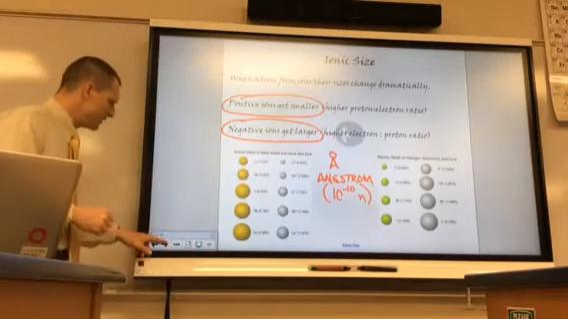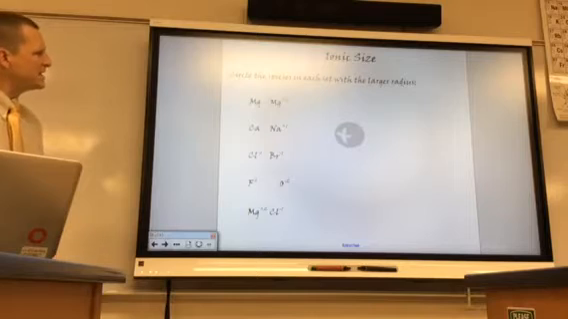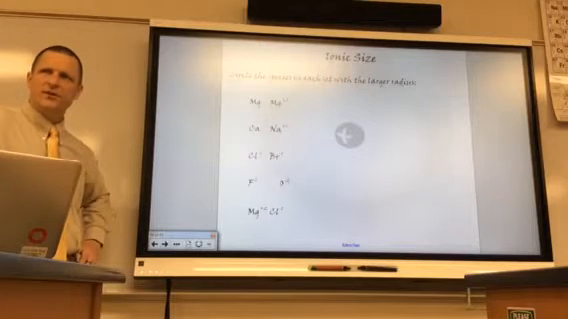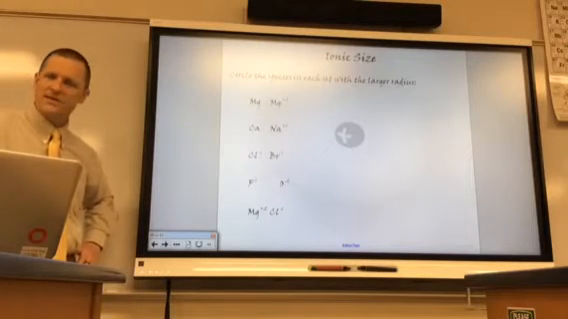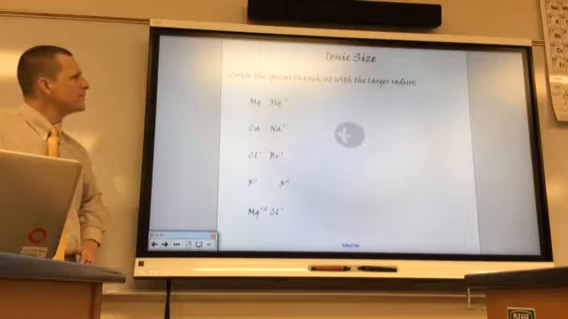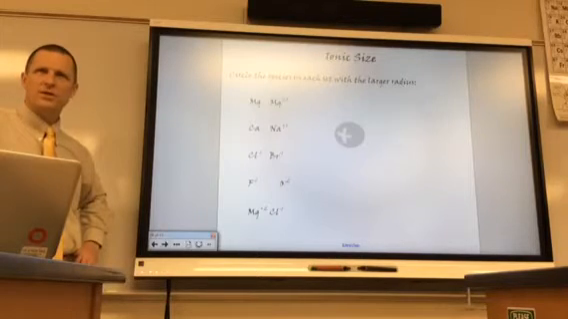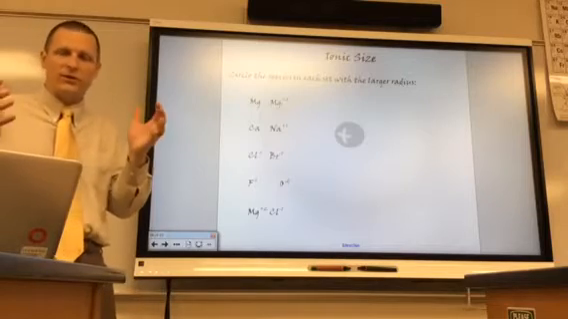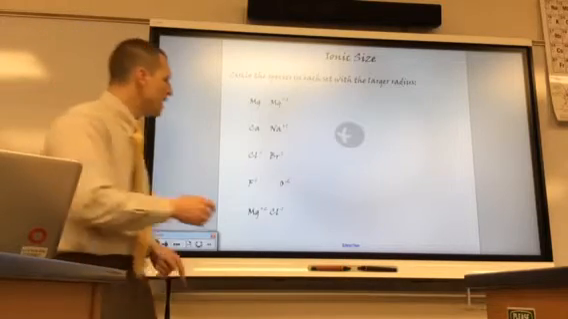So on the next slide, this I think is taken out of the book, where we're going to have to compare the size of different things. Some of these are pretty obvious, and some of them are not so obvious. What would be a larger radius, magnesium or Mg plus 2? The neutral Mg, right? Yeah, because when magnesium forms a positive ion, loses 2 of its electrons, it gets real small.